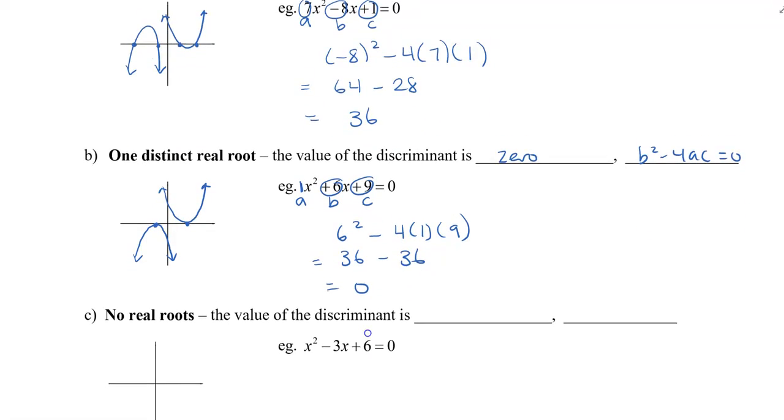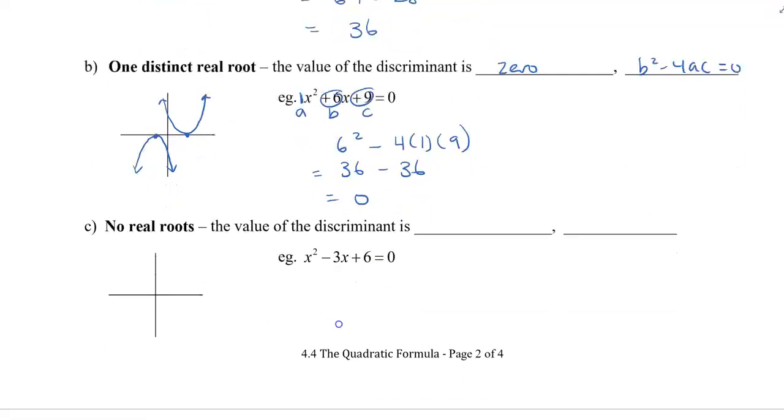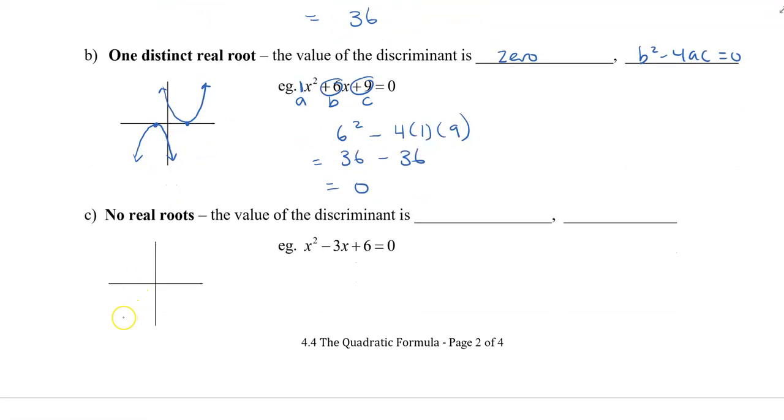Now the last possibility is no real roots. That's when the graph doesn't hit the x-axis. So it misses it completely. And hence there are no solutions because the graph doesn't hit the x-axis. So when does this happen? Well, this means that the value of the discriminant is going to be negative. So in this case, b squared minus 4ac is less than 0.